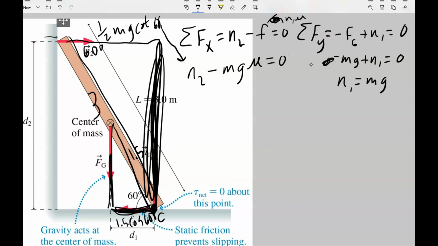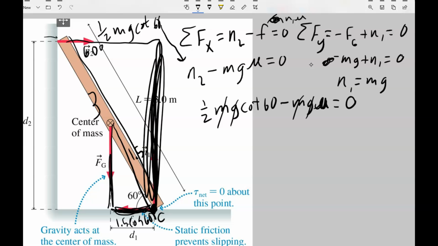Okay, so putting that in there, we get 1/2 mg cotangent 60 minus mg mu equals 0. Look what happens here, Hudson. What's going to happen here, Hudson? Say it, man. Say it. The m, we can divide everything by m and everything by g, and the mg's go away. That's why they didn't have to give us the mass of the ladder.